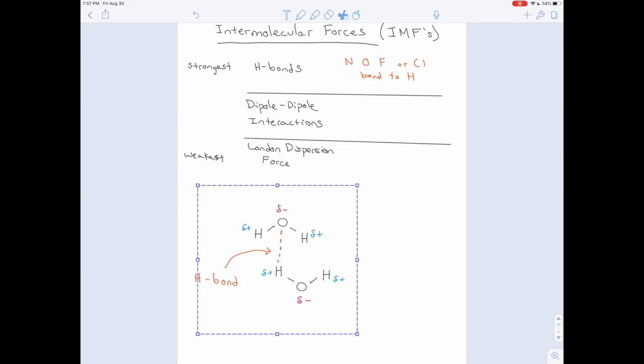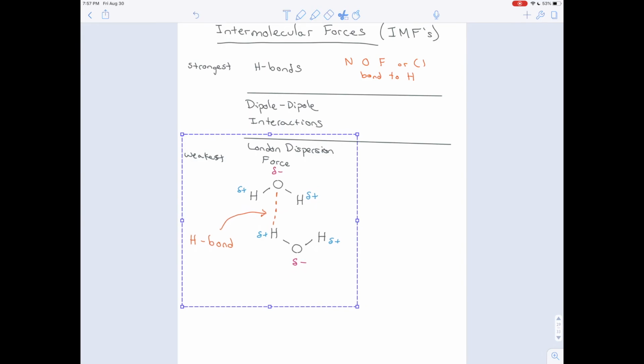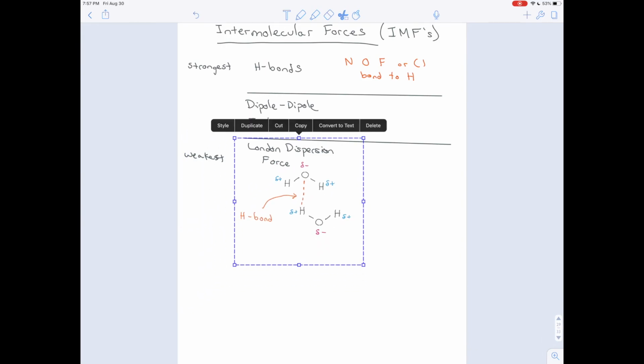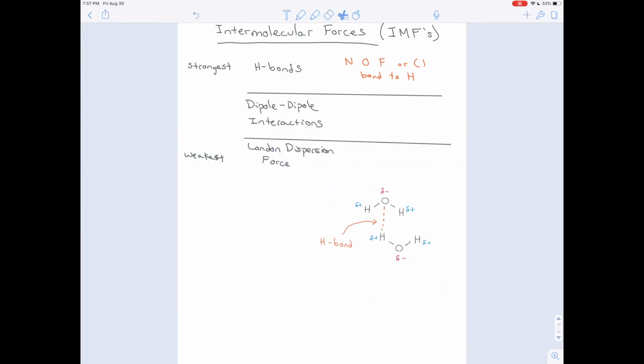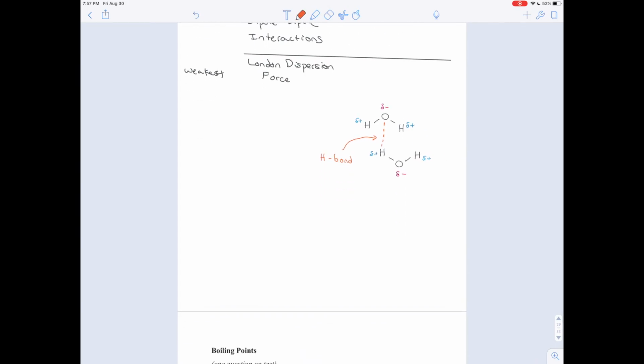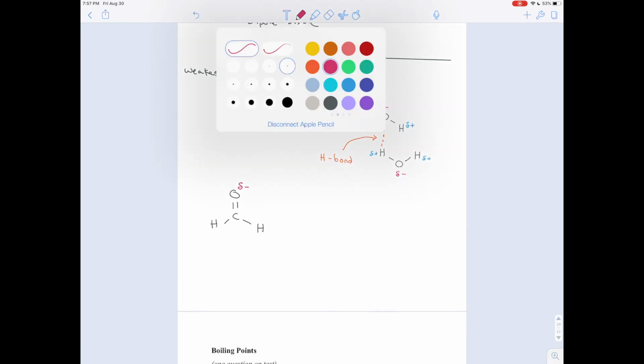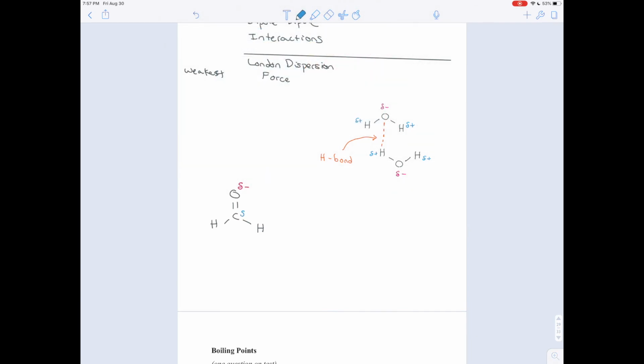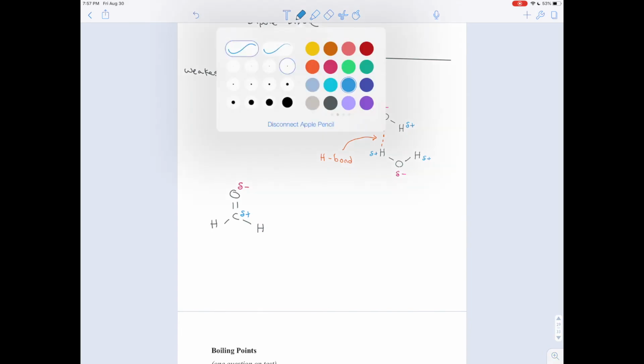Let's compare that with dipole-dipole interactions. I think that might give us some more insight into what a hydrogen bond is. So let's say you have a formaldehyde molecule. And formaldehyde looks like this. Now, you have an oxygen there, and oxygen is really electronegative, so it pulls the electrons to itself, becomes slightly negative, and the carbon that it's bonded to becomes slightly positive because it's losing those electrons.